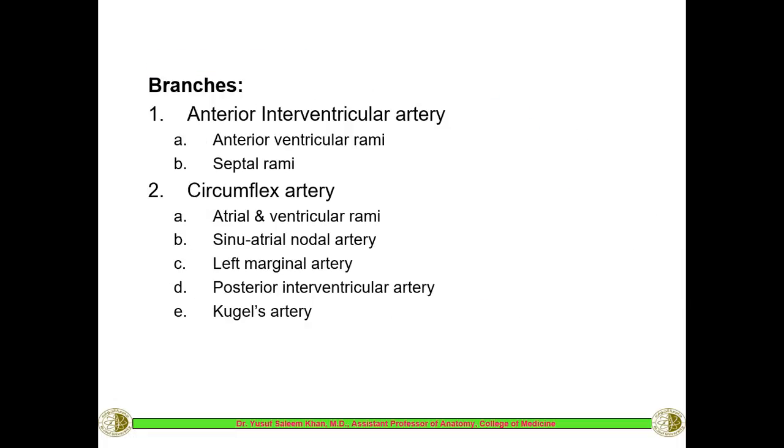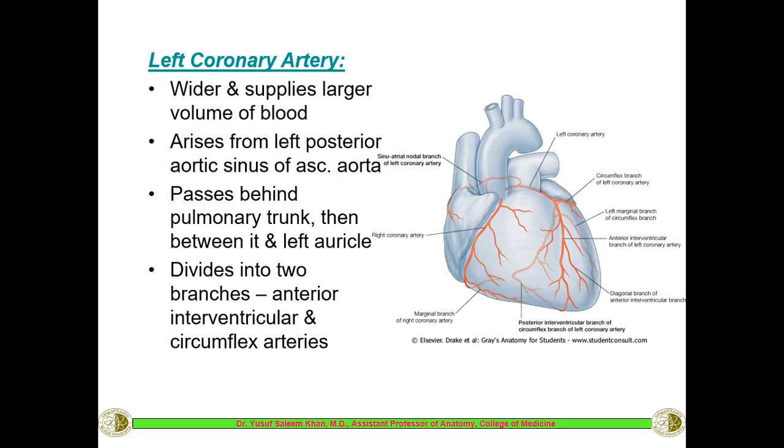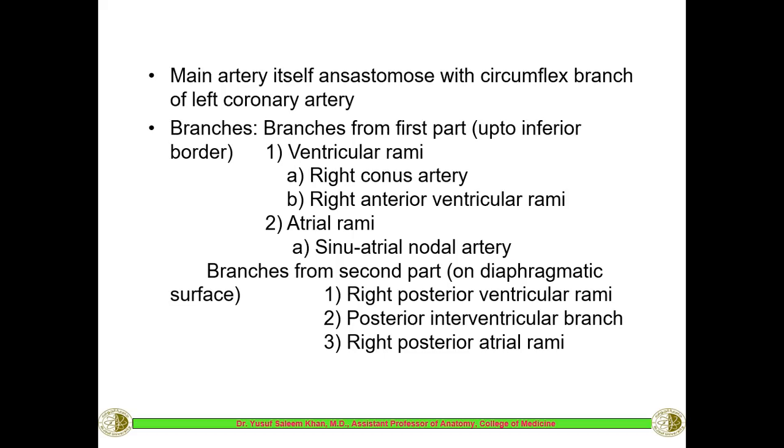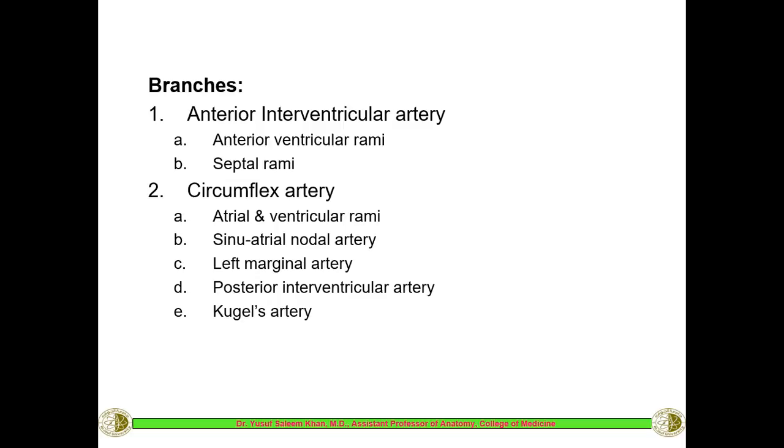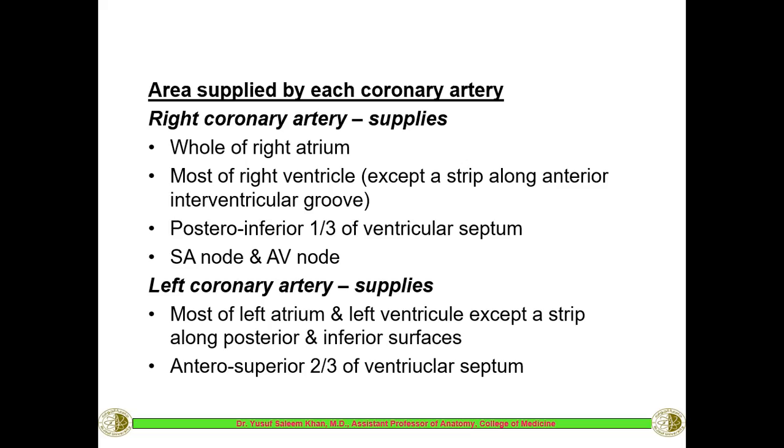Then the posterior interventricular artery, if you can see here, will be there. So this is the posterior interventricular branch of the left coronary artery, along with the right one. So these are some of the branches from the circumflex as well as the anterior interventricular branches.